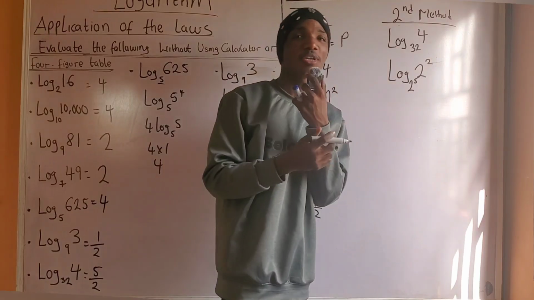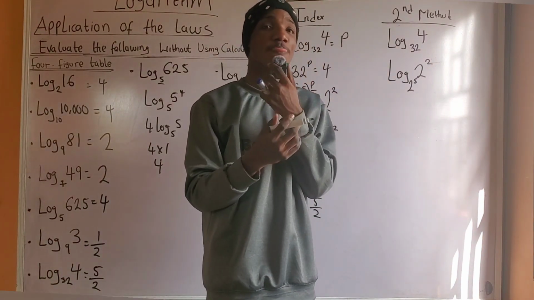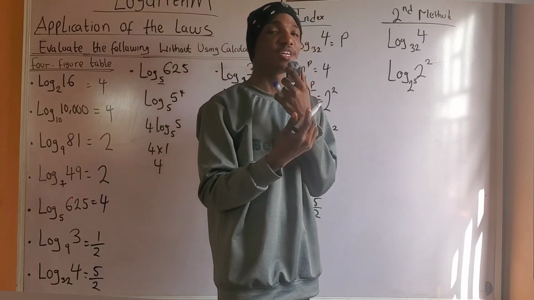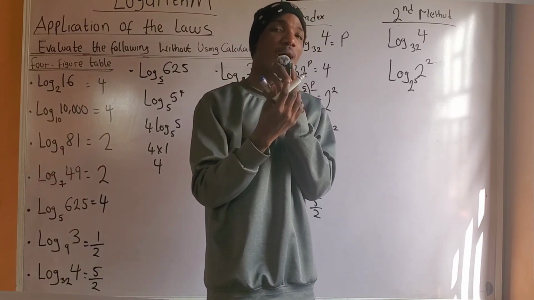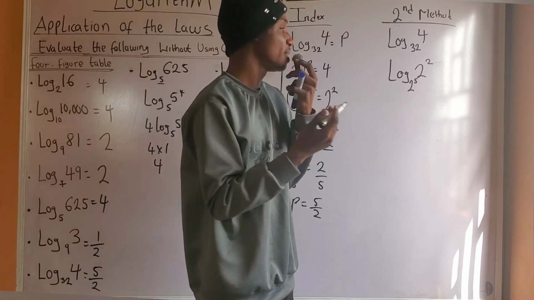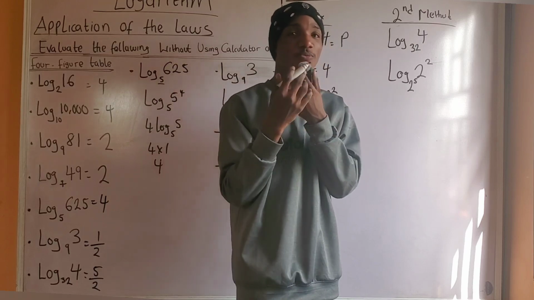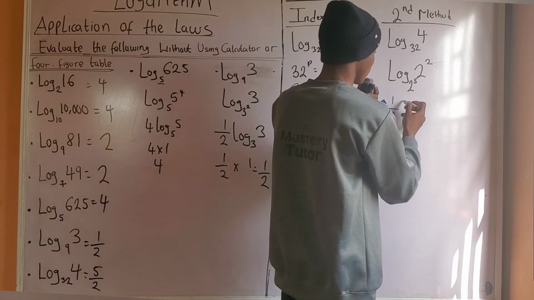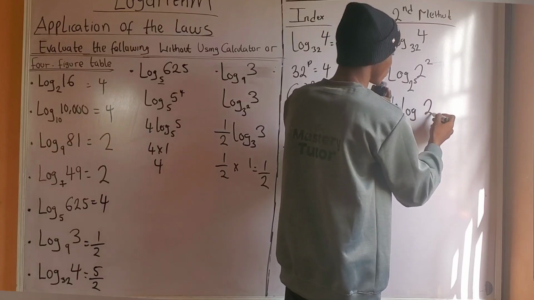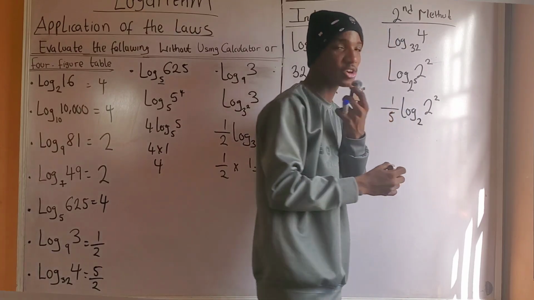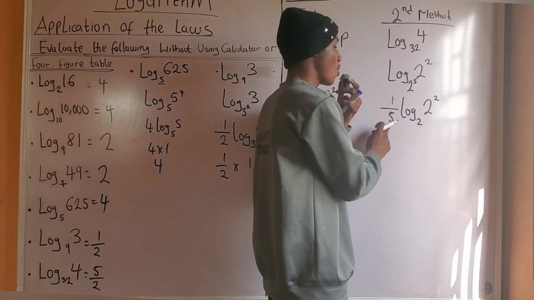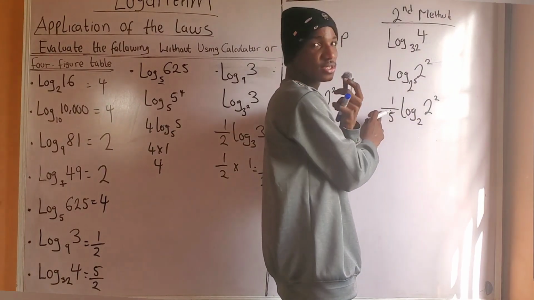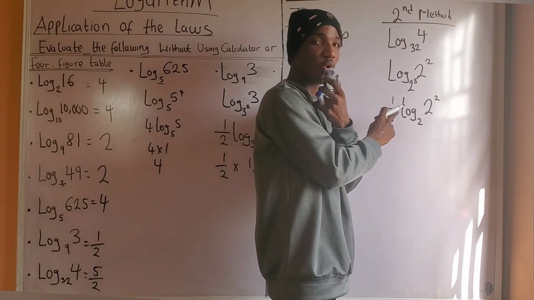Okay, now according to the base power law, if you have a logarithm whose base has a power, the result will be the inverse of the power multiplied by the logarithm. Now, the power here is 5. The inverse of 5 is 1 over 5. So I'm going to have 1 over 5 multiplied by log 2 raised to the power of 2 base 2 now. Are you getting it? The power here, which is 5, is this. Are you getting it? It is a law.